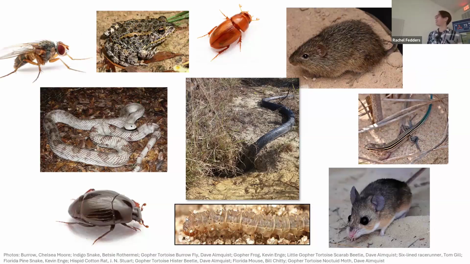Another important commensal is the federally threatened eastern indigo snake, and they also get cool stuff like cotton rats and gopher frogs and all kinds of neat things. Tortoises also play a role in plant ecology by consuming and dispersing the seeds of many different species of plants.